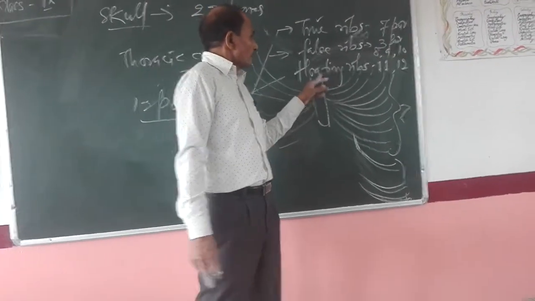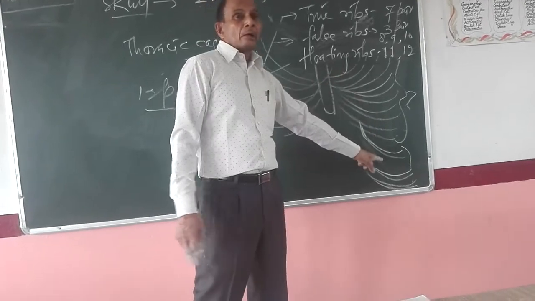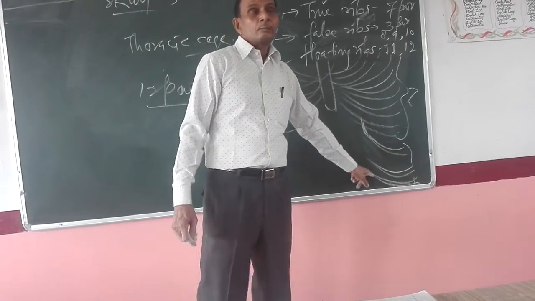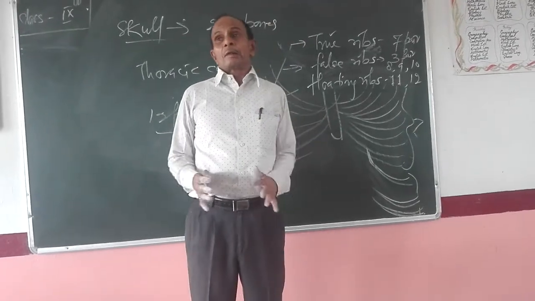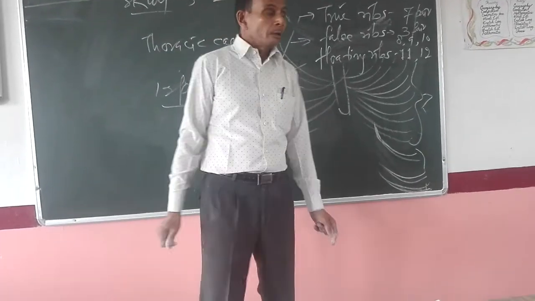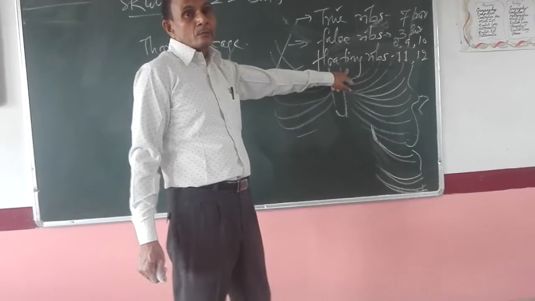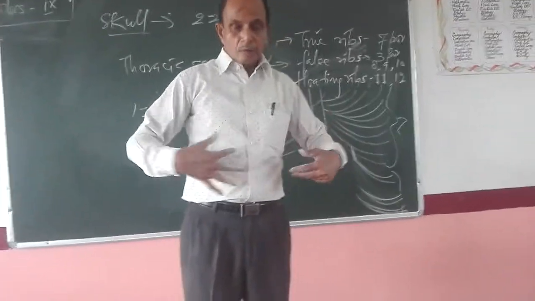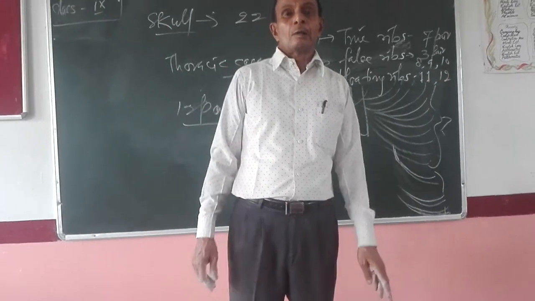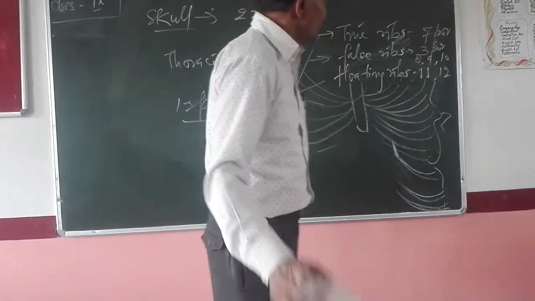Third category is floating ribs, rib pair number 11th and 12th. After rising from backbone, they come towards front but they are not attached with the sternum directly or indirectly. So they are known as floating ribs. In this way, you have studied the construction of this thoracic cavity.